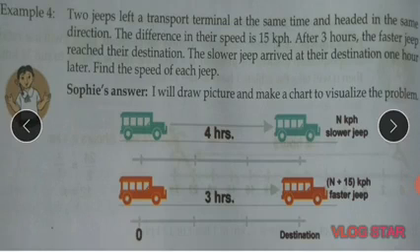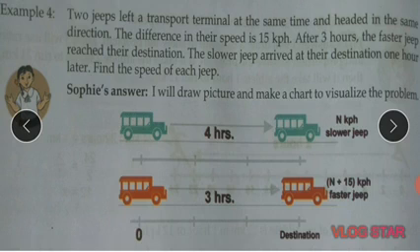Two jeeps left a transport terminal at the same time and headed in the same direction. The difference in their speed is 15 km per hour. After 3 hours, the faster jeep reached their destination. The slower jeep arrived at their destination 1 hour later. Find the speed of each jeep.